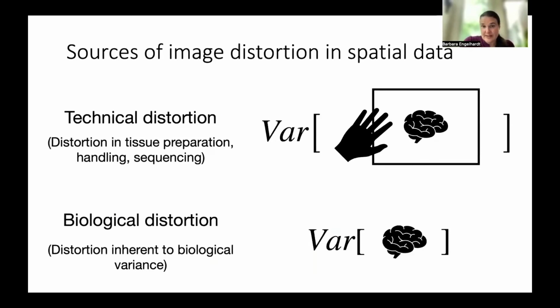So there are two sources of variation, not surprisingly, that we'd like to think about. Technical distortion, which is basically distortion due to tissue preparation or handling or sequencing, we'd like to get rid of completely. So that's a lot of what the alignment does, it removes technical distortion. The biological distortion, we'd like to essentially partition. We'd like to identify all the distortion inherent to biological variance, and then find the partition of that variance that's interesting to us, whether it's due to disease status or sex or a particular intervention. That's what we're interested in looking at, variance due to something.